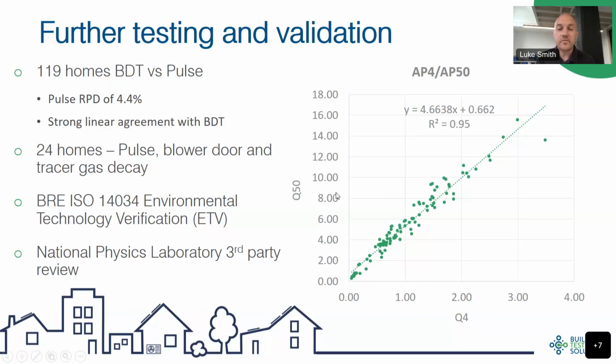And as you can see on the chart on the right, there's clearly a linear relationship. The two methods aren't fundamentally measuring anything wildly different from one another, which is encouraging. We've also got a data set of 24 homes where we've got pulse alongside blower door, but then also tracer gas decay test results. That's been the subject of PhD work, naturally trying to look into this relationship between higher pressure 40-50 Pascal tests, lower pressure pulse tests at 4 Pascals, and infiltration under natural conditions.